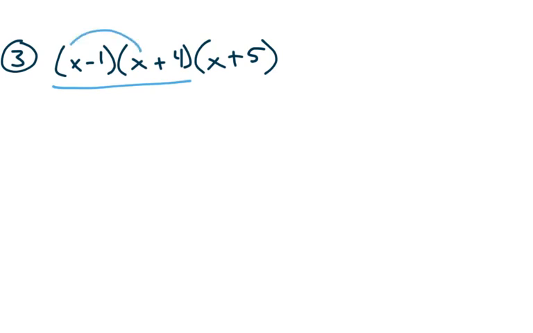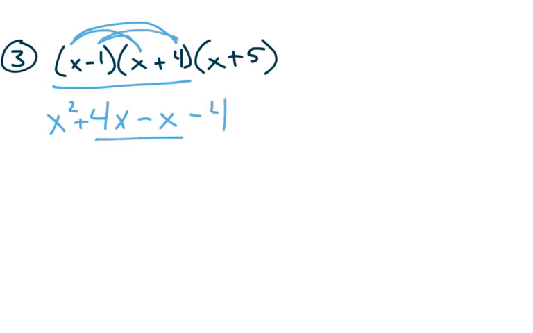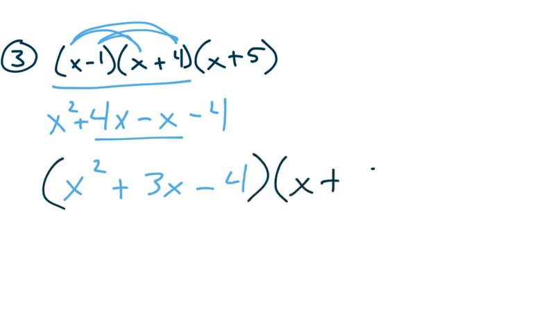This is actually FOIL, so first times first is x squared. X times 4 is positive 4x. Negative 1 times x is negative x. And negative 1 times 4 is negative 4. We can combine those, so we'll have x squared plus, let's see, 4x minus 1x is 3x, and then minus 4 on the end. And what we're going to do, we're going to take this and multiply it by x plus 5.